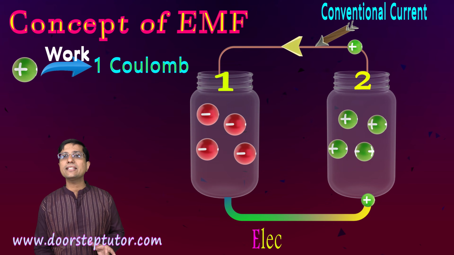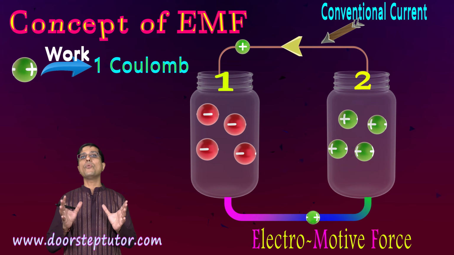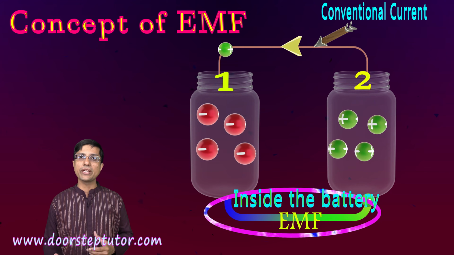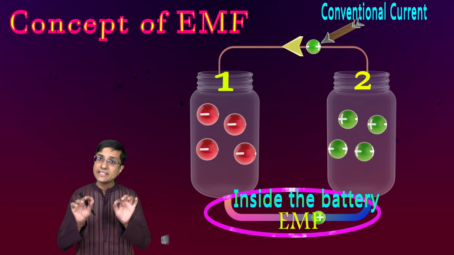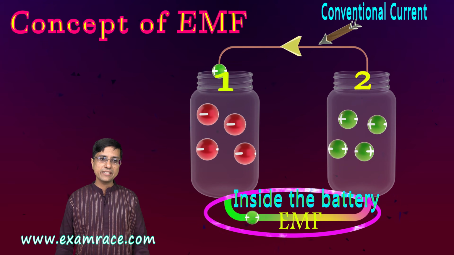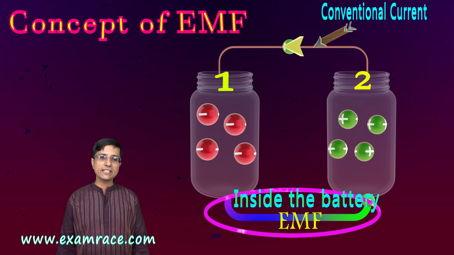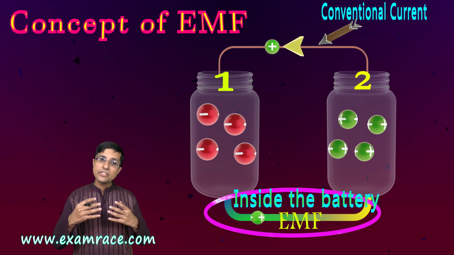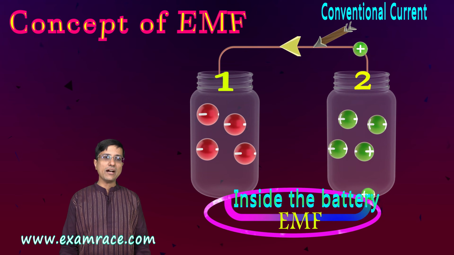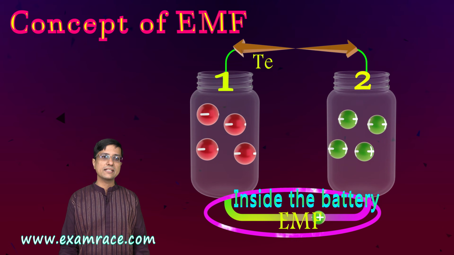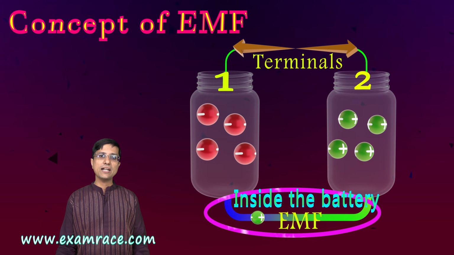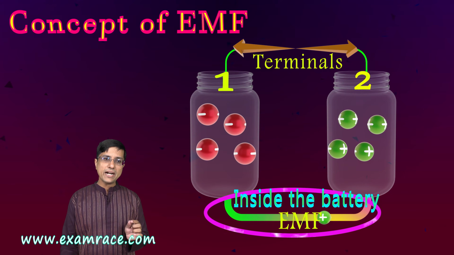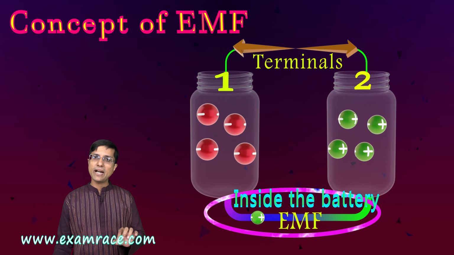This work is known as the EMF, or electromotive force. It is something which is inside the battery. It is the work that the battery is doing to create the charge separation. This EMF is the mechanism inside the battery which is creating this charge separation. What happens as a result of this EMF? The work done by the battery is available at the 2 terminals of the battery. Our 2 jars, the tops of the jars, are the 2 terminals of the battery.